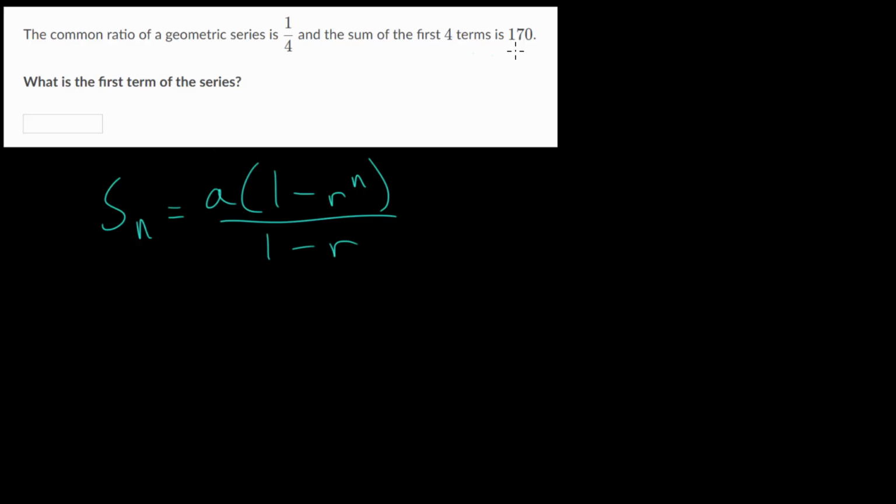And for us, we know what the sum is. We're talking about four terms. We're told that is 170. Of course, we know our n value is 4. We're adding up four terms. And our common ratio is 1/4. So we just need to figure out what a is here. So we can plug everything in and then get an equation which we can solve for a.